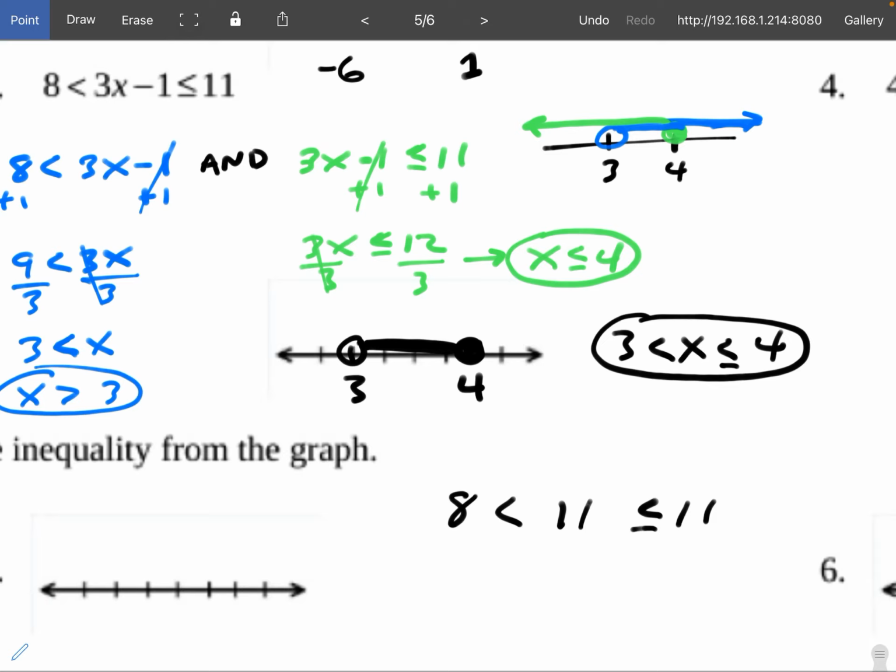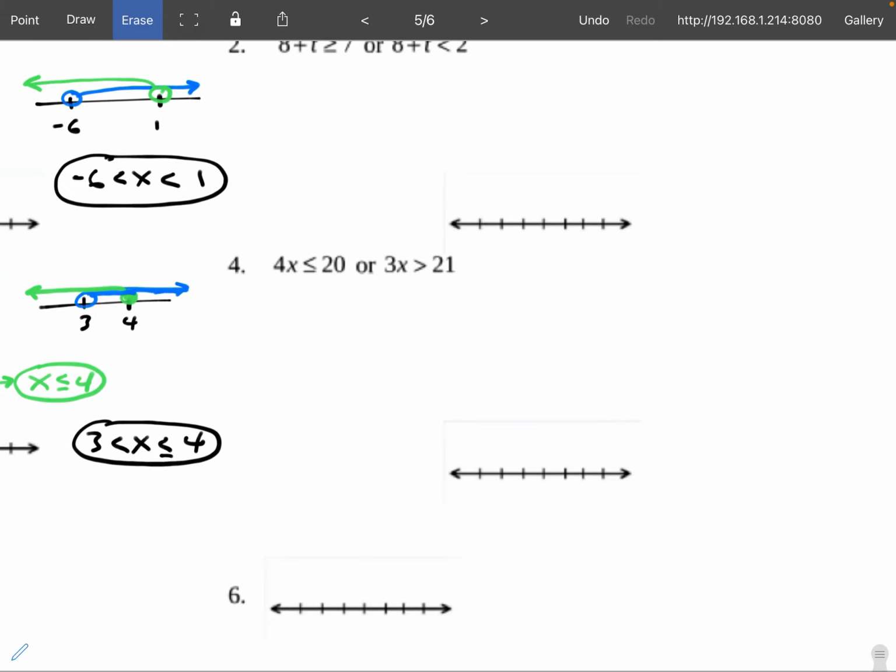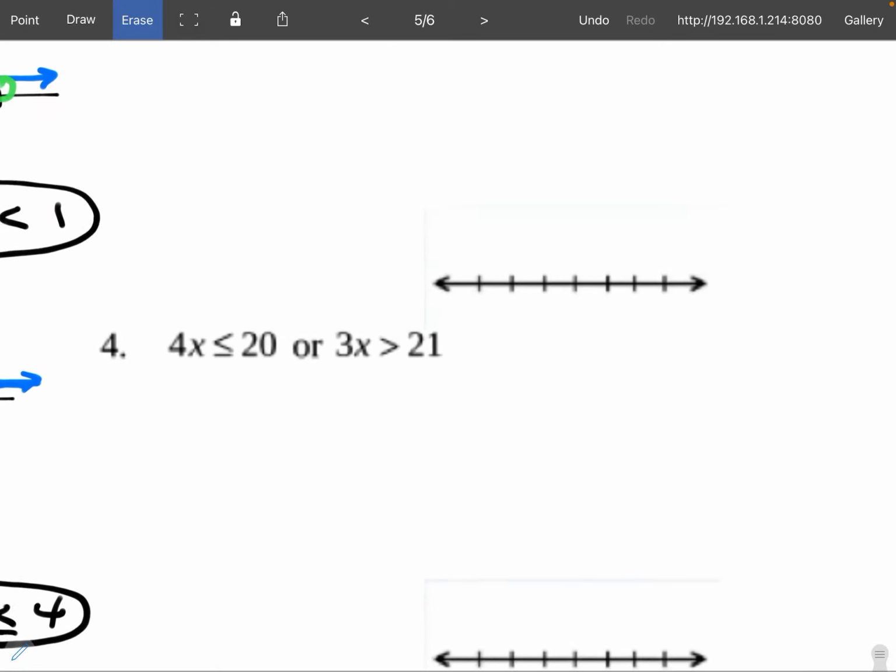What if I pick a number like over here somewhere? 5. If you put 5 in, that's in this blue region over here. 5 will make this blue one true, but it won't make the green one true. All right, and we only want the numbers x that make both of them true at the same time. So that's all the numbers between 3 and 4, including the 4.